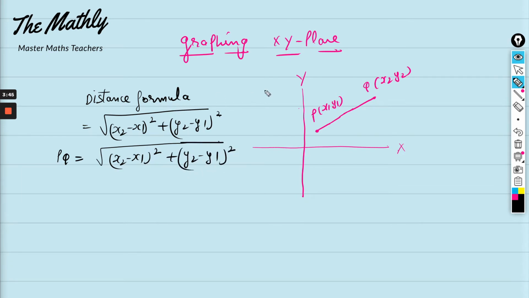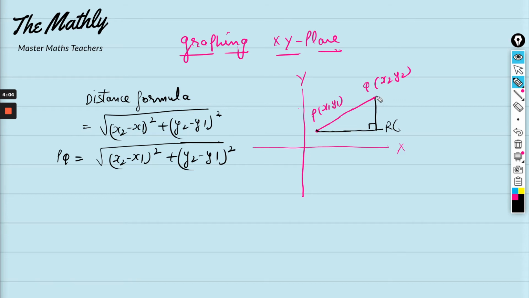That's your distance formula. But the question is how we can derive it, how we are getting this distance formula. What you need to do is just complete this triangle in this way. Let's say this angle is 90 degrees. Now, let's say this point is R. Let's try to figure out the coordinates of point R.